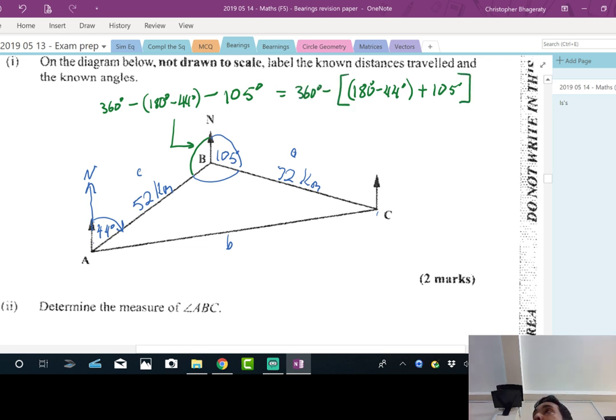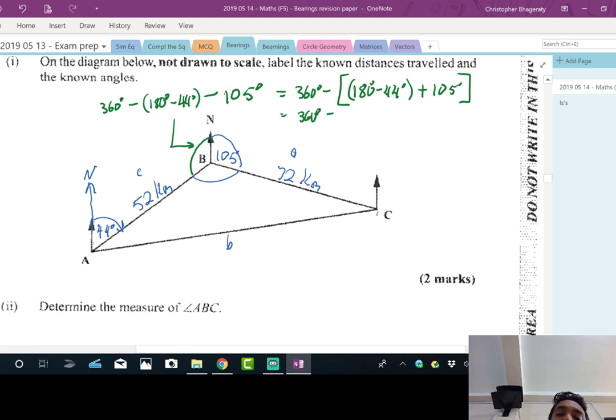That B alone, that would be 180 minus 44 alone. Correct, if they were asking for that. They could say, find the angle ABN, right? From A to B to N. So the angle inside is 119. I got 119. Alright, check it out.